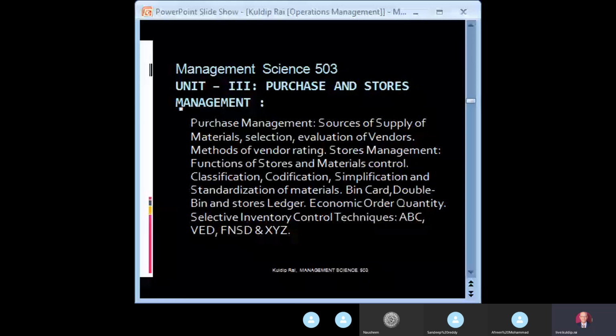Purchase management starts with, look at the next line, the next word: sources of supply. What are the sources of supply of materials? Because before you can place an order, before you can ask your supplier to supply something, you have to know who the suppliers are, who the possible suppliers are. Correct? So we'll start with an example.